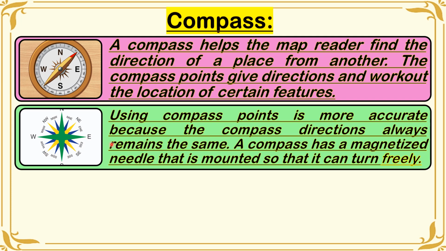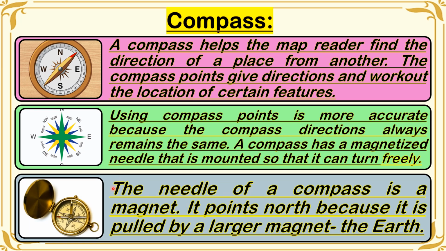A compass has a magnetized needle that is mounted so that it can turn freely. The needle of a compass is a magnet. It points north because it is pulled by a larger magnet, which is the planet Earth.